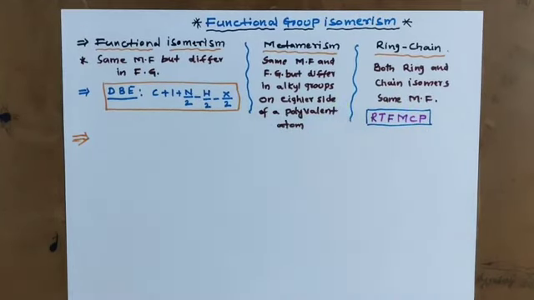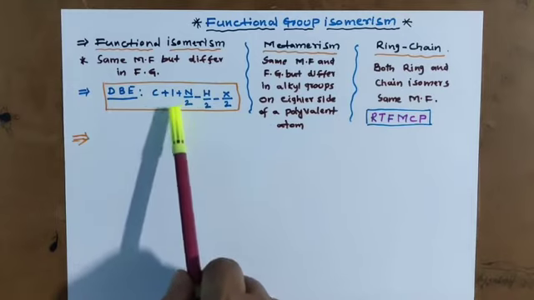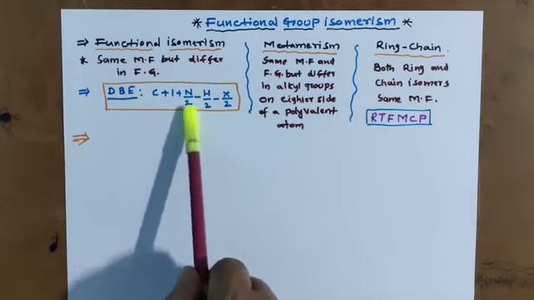To know functional group isomerism, you have to learn double bond equivalent, that is the degree of unsaturation, first. In the previous video I explained it, so go and watch it. I have given the link in the I button. The DBE formula I already gave: number of carbon atoms plus 1, plus number of nitrogen atoms by 2, minus number of hydrogen atoms by 2, minus X by 2. X is nothing but the number of halogens: chlorine, bromine, iodine. This is the formula.